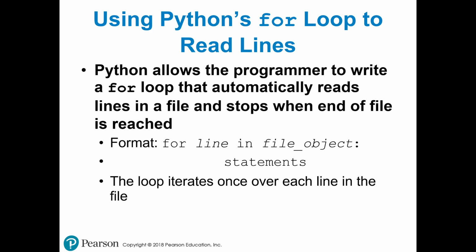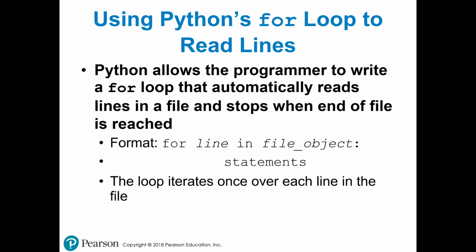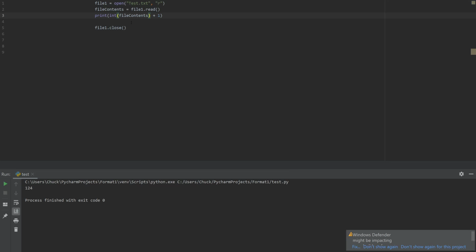Line is a variable name, and file object is a variable name. The way this would work is you would open the file object first. So you would say file1 equals open, whatever our file name is, and then you would say for line in. So let's look at some code. Let's just do this in code. The first thing we would do is open our file. Let's go look at our file.